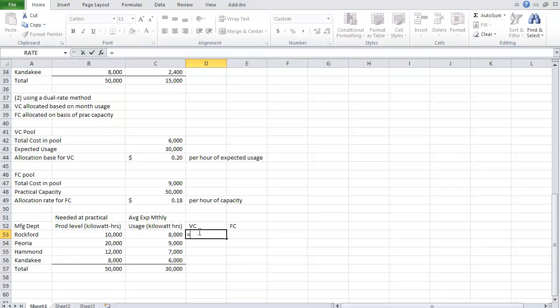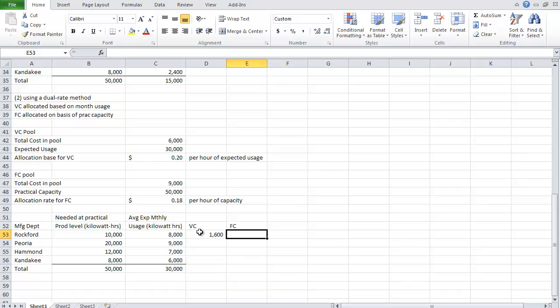So our variable cost is going to be based on the expected monthly usage. So we'll take the 8,000 kilowatt hours and we're going to multiply that by the 20 cents. And I'm going to absolute value this so I can copy that formula down. I'll copy it in a minute.